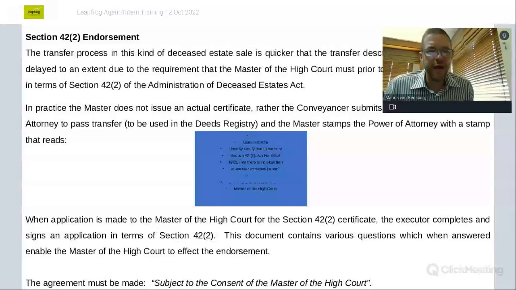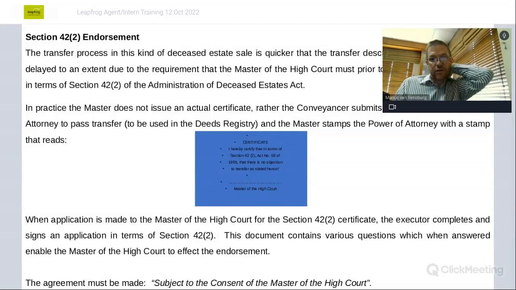And the reason why we want to do that is I need what's called a Section 42(2) endorsement. The master must issue a certificate, which is in terms of Section 42(2) of the Administration of Deceased Estates Act. In practice, the master doesn't actually issue a certificate, he rather stamps the document.